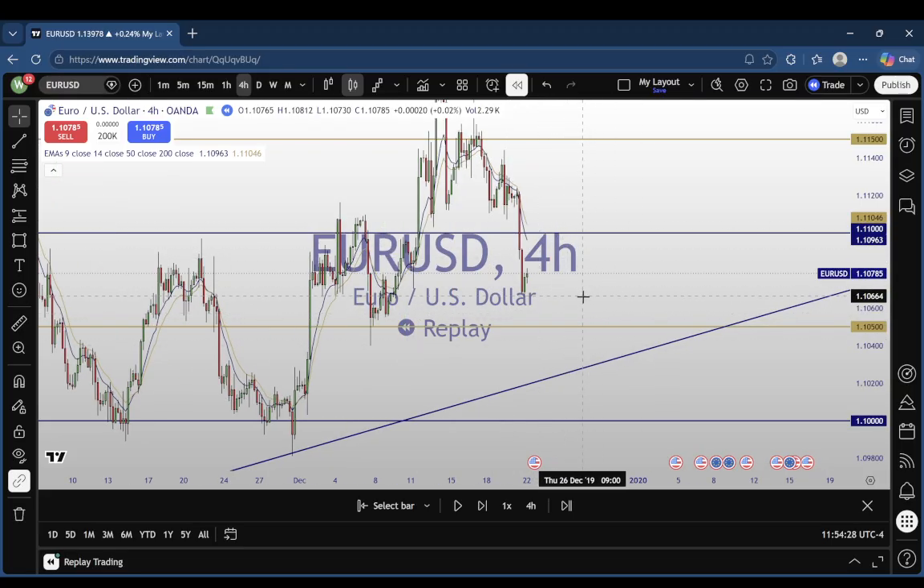I also want to say this: just because you have a setup, it does not mean that price won't go against you. It just means there's a higher chance that price is moving in the direction that you believe it is going to move in, because you notice that your trend line, your EMAs, and price are moving in the right direction.